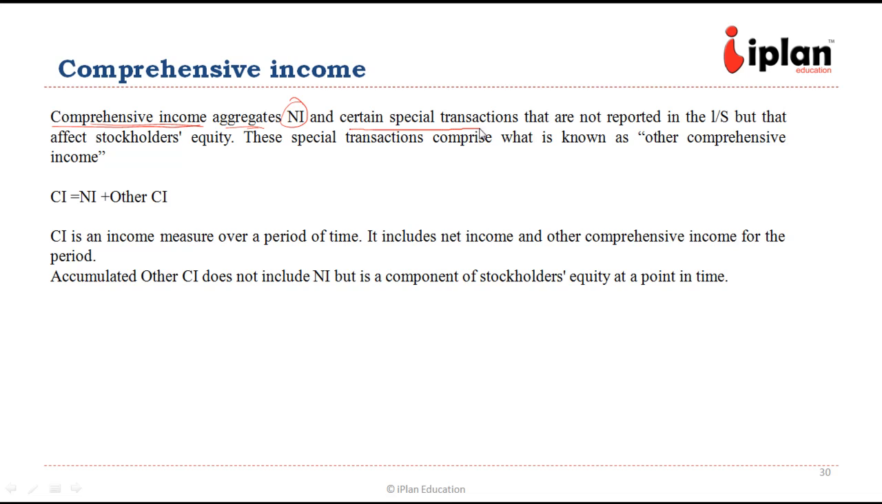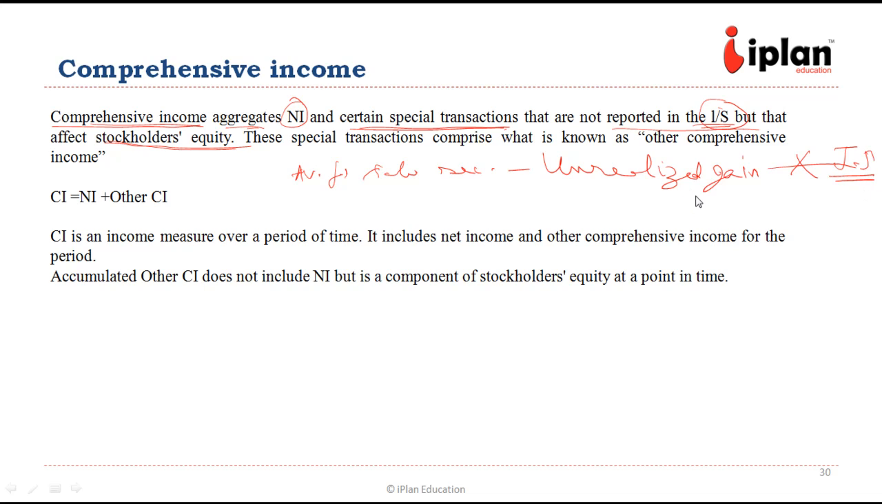This comprehensive income aggregates net income and certain special transactions which are not reported in the income statement, but are affecting stockholders' equity. As we have seen in the case of available for sale securities, the unrealized gain was not part of the income statement, but it was affecting the balance sheet. So it should form a part of comprehensive income in the balance sheet. Here these special transactions comprise other comprehensive income.